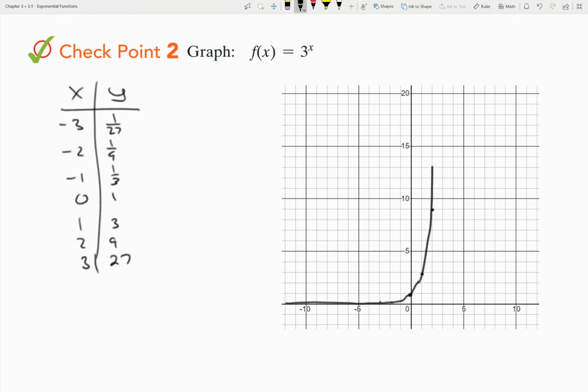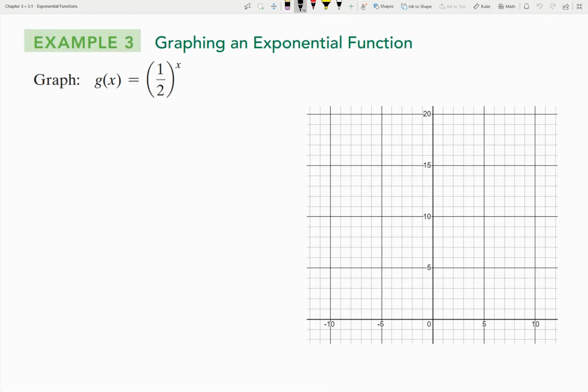And while these graphs do look similar, they are slightly different. This point is the same, but these next points are definitely different, and they're not going to be related to each other. So unlike other functions, exponential functions don't necessarily have one parent. In fact, every function that looks like this, that is just a base to an exponent, is its own parent function.